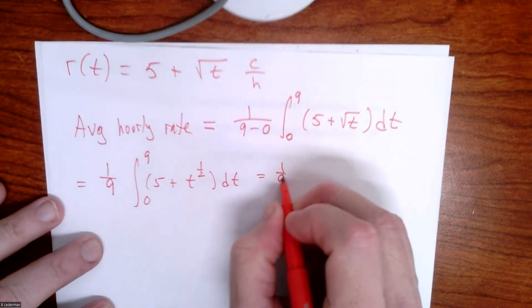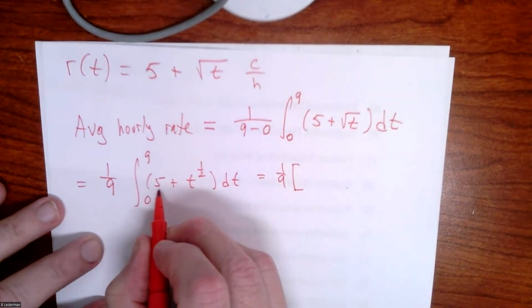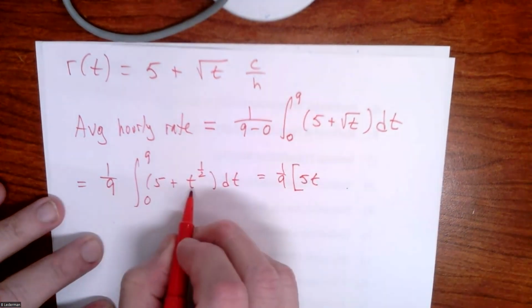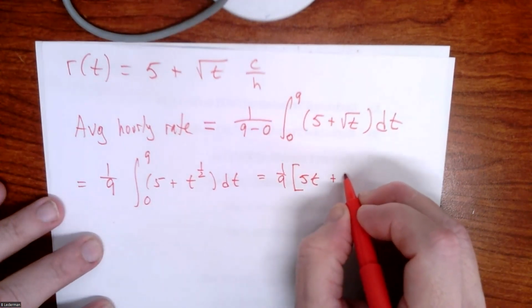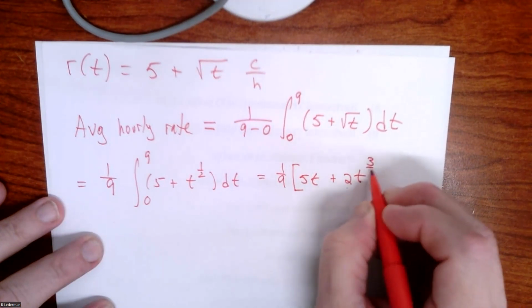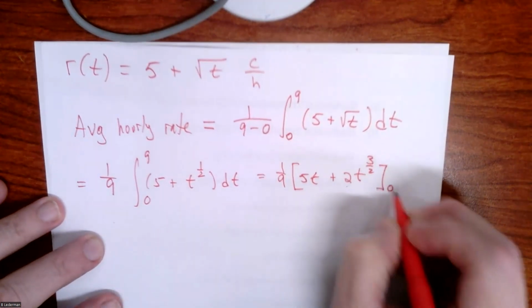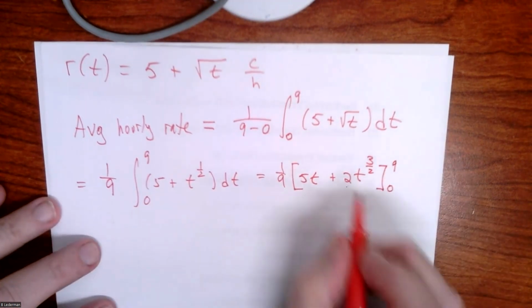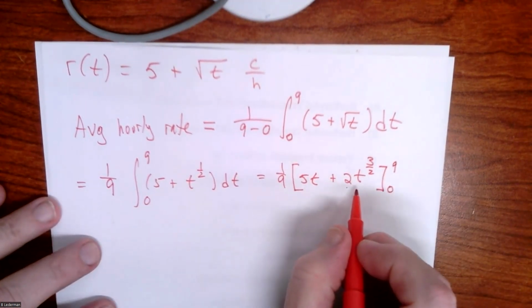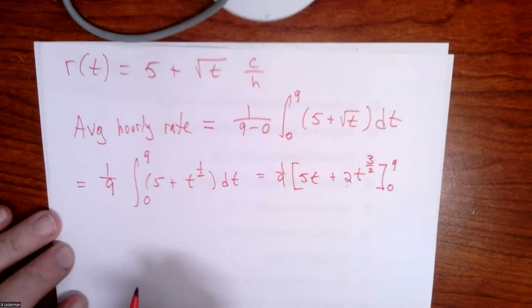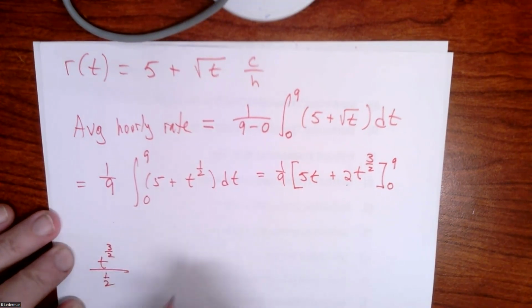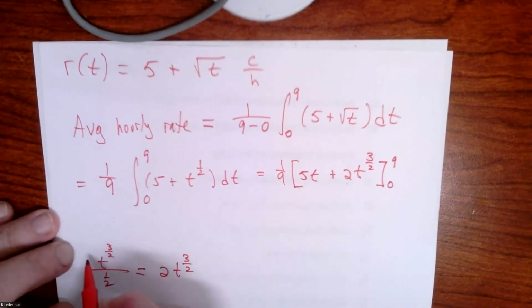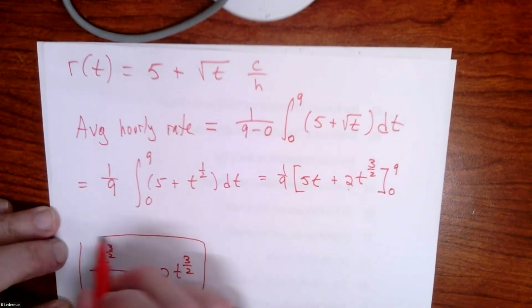And this is equal to 1/9 times, well, the integral of 5 is 5t. The integral of t to the 1/2 is 2 times t to the 3/2, evaluated between 0 and 9. Now, why is it 2? It's really t to the 3/2 divided by 3/2, but dividing by 3/2 is the same thing as multiplying by 2/3, so I'm just writing that as a little algebra point.